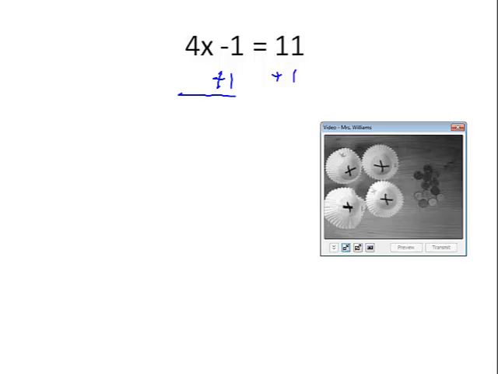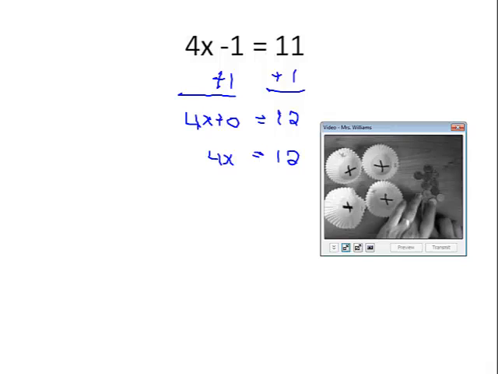So here we get 4x minus 1 plus 1, and minus 1 plus 1 is going to be plus 0. So that's going to give us 4x plus 0 is equal to 11 plus 1 is 12. Or 4x is equal to 12.